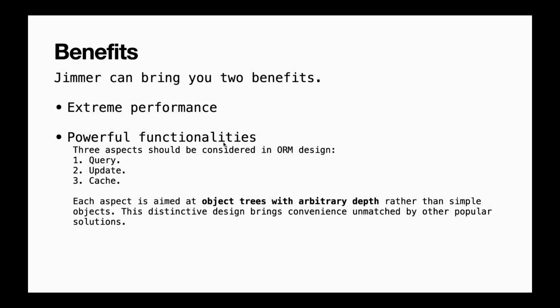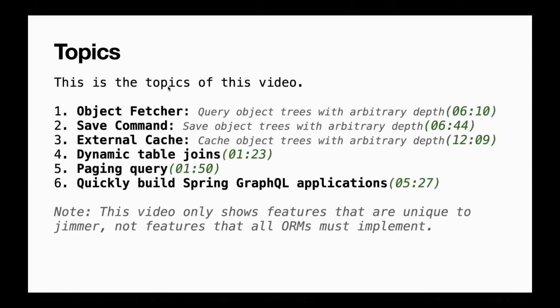The second benefit is that the distinctive design brings powerful functionalities. Three aspects should be considered in ORM design: 1. Query. 2. Update. 3. Cache. Each aspect is aimed at object trees with arbitrary depth, rather than simple objects. This distinctive design brings convenience unmatched by other popular solutions. These are the topics of this video.